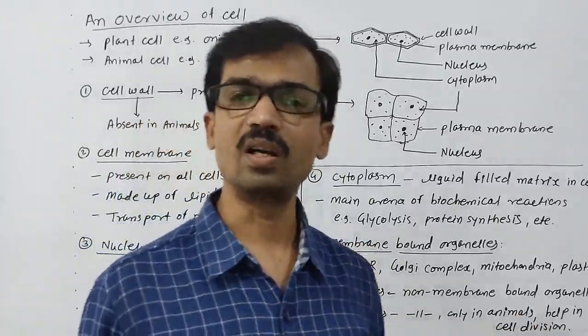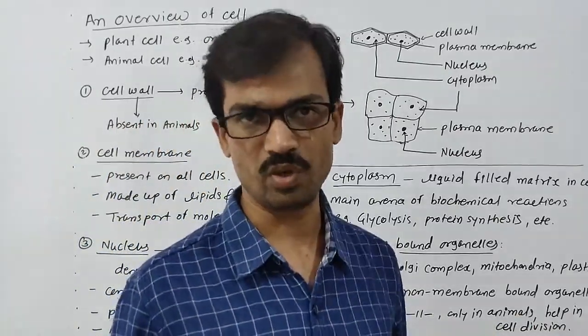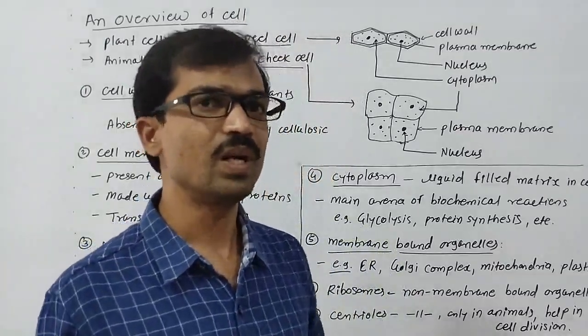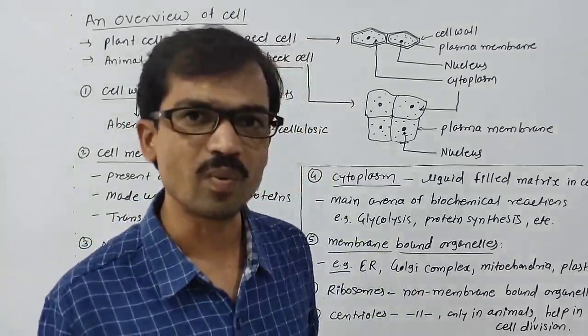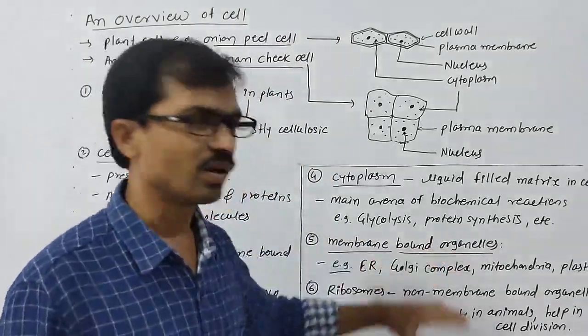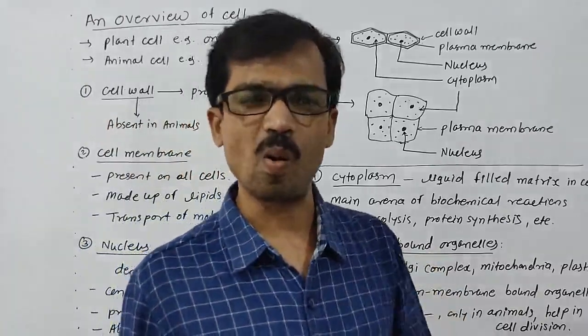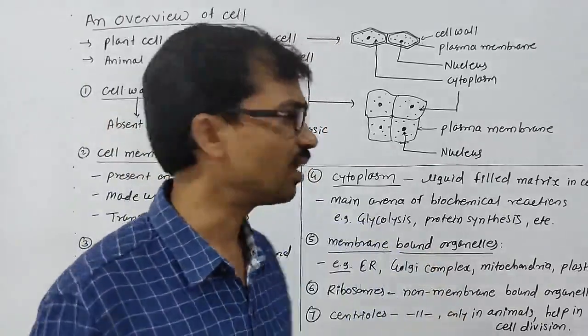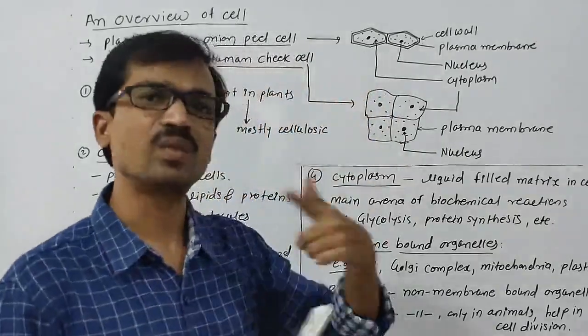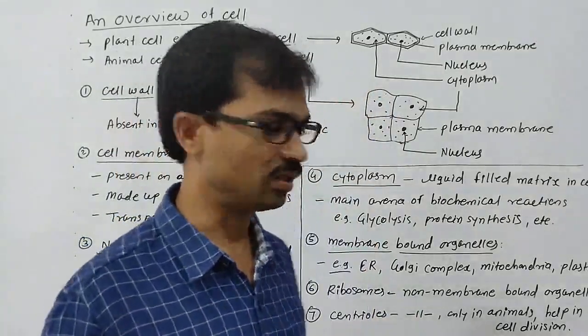The membrane-bound organelles are not present in prokaryotes, that is in bacteria. They are completely lacking all the membrane-bound organelles. मतलब in bacteria, nucleus and all these organelles are completely absent, and all the reactions basically occur either in the cytoplasm or on the plasma membrane of the bacterial cells.